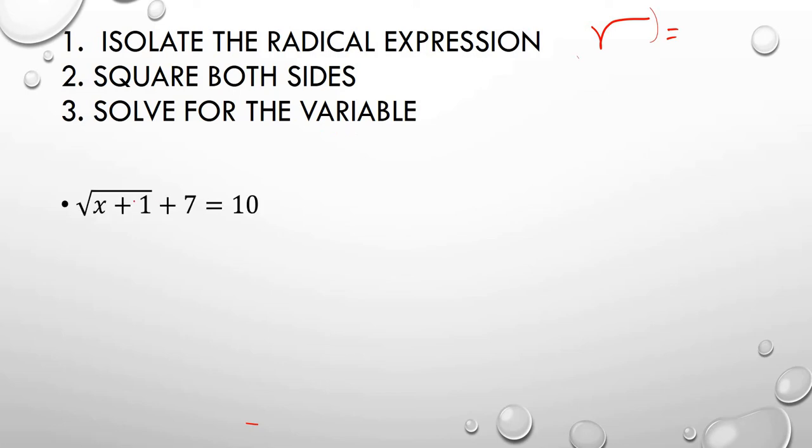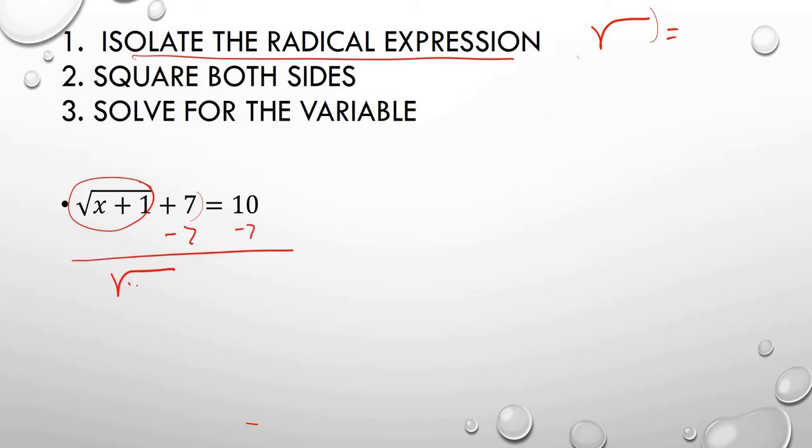So let's look at one of these. So first, isolate the radical expression. This is my radical expression. I need to therefore get rid of the 7. So subtract 7. I now have the square root of x plus 1 equals 3. Now that the radical expression has been isolated, I square the radical. That removes it. X plus 1 equals 9. And the last thing I do is solve for the variable. So in this case, subtract 1, and x equals 8.